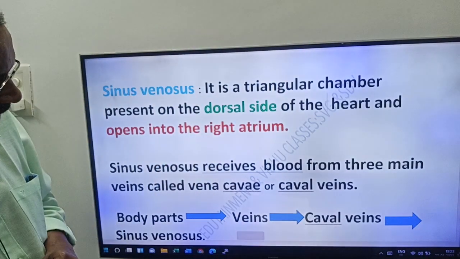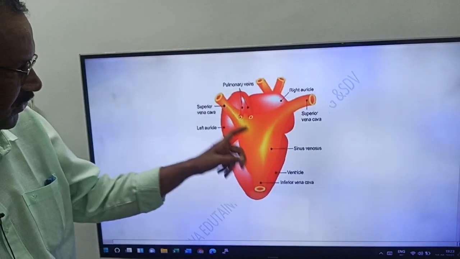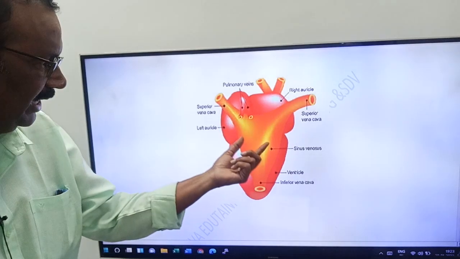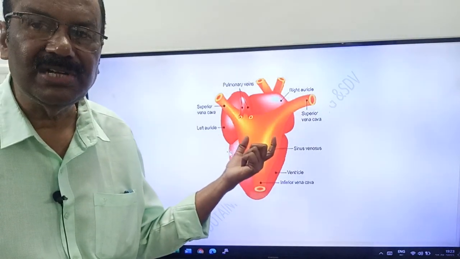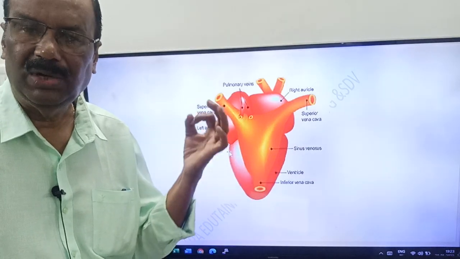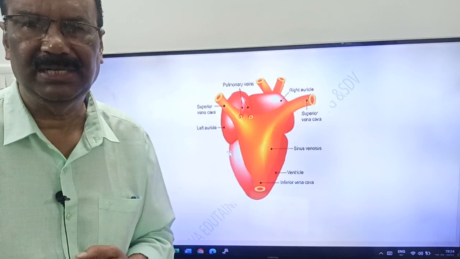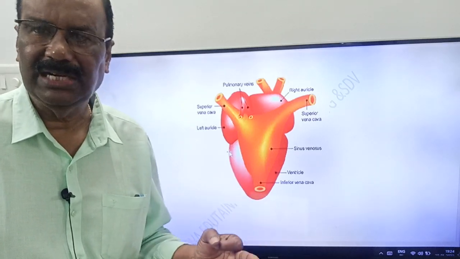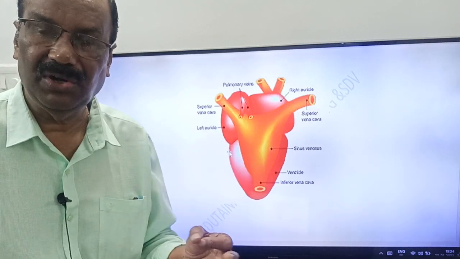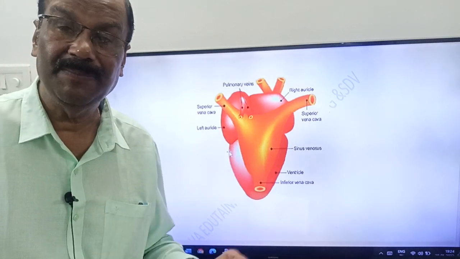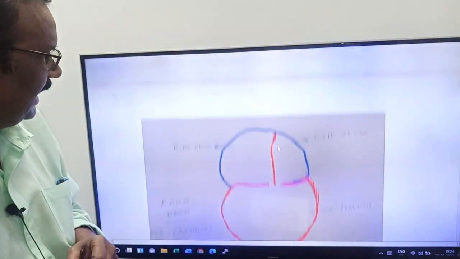See, friends, here there is an image. See, this one, how it is? It is triangular in shape. It is present on the dorsal side of the heart. What is sinus venosus, friends? It is a bag-like structure. It is a triangular chamber present on the dorsal side of the heart of frog. It opens into which atrium? It opens into the right atrium, friends.